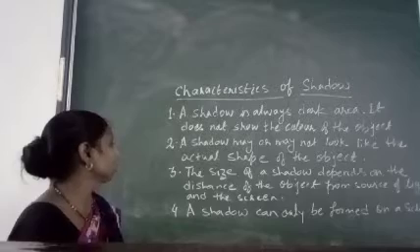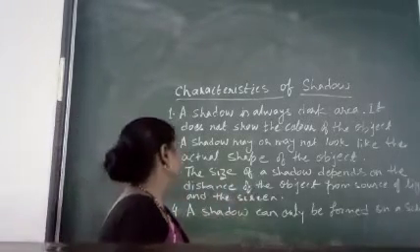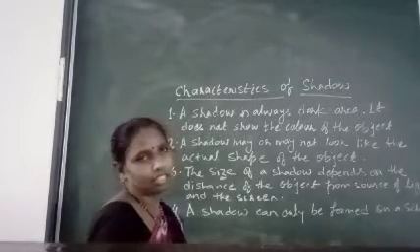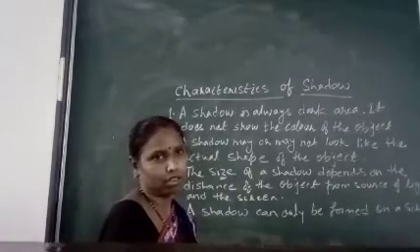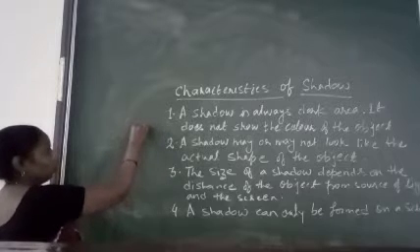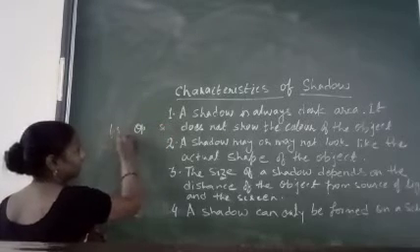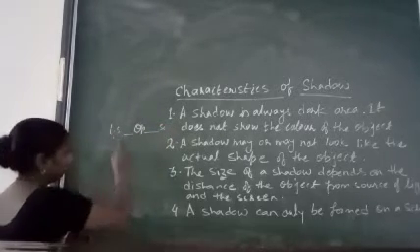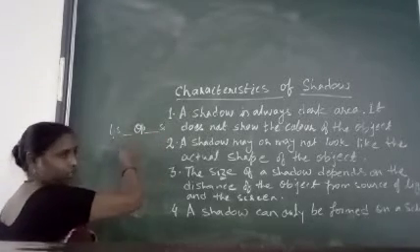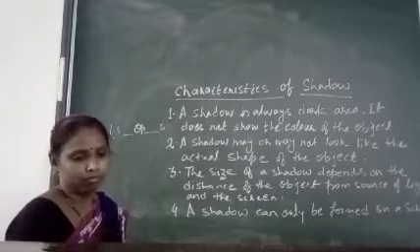Okay, now next come to the third point. The third point is that the size of the shadow depends upon the distance of the object from the source of light and the screen. Both distances matter. The distance between the opaque object and the light source, and the screen, distances are very important. The distance between the source of light and the opaque body, or the distance between the opaque body and the screen, both distances matter for the size of the shadow.